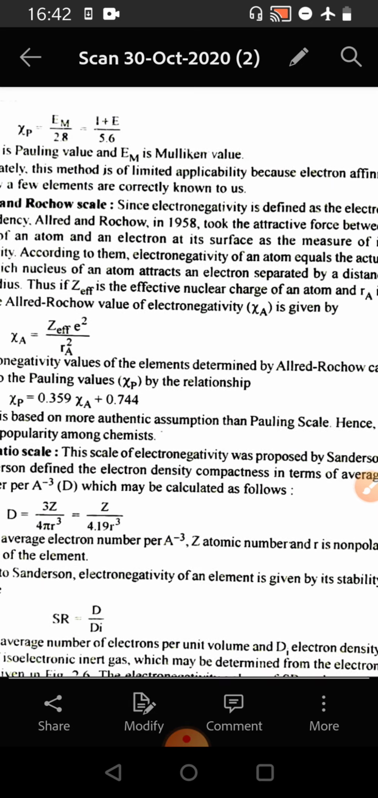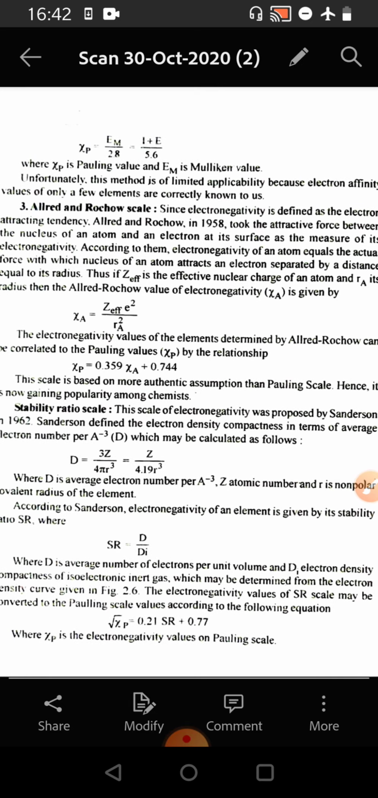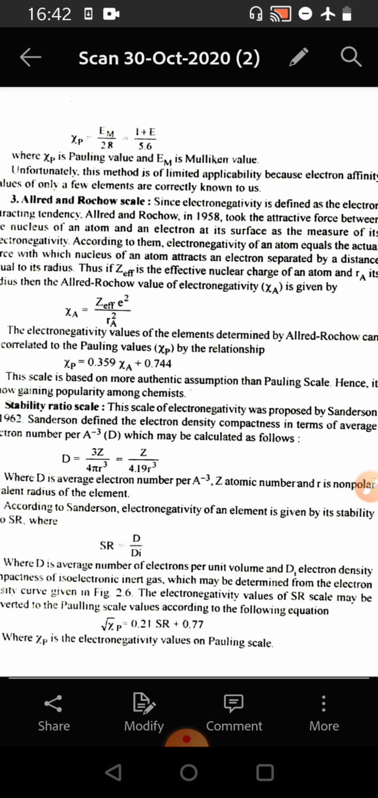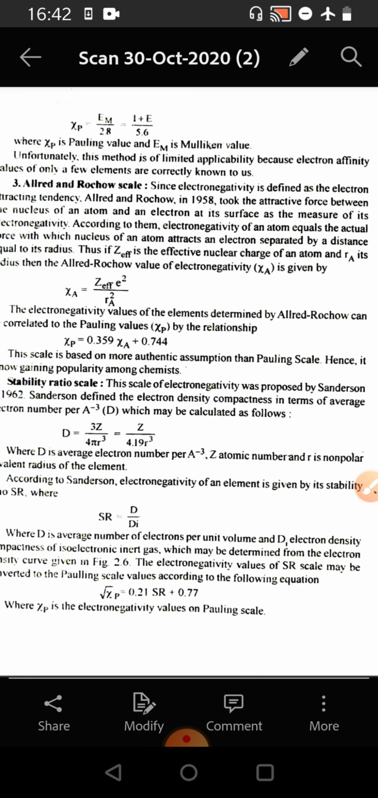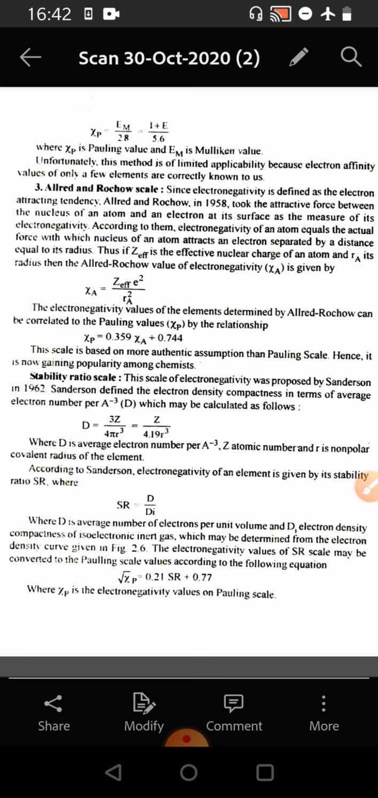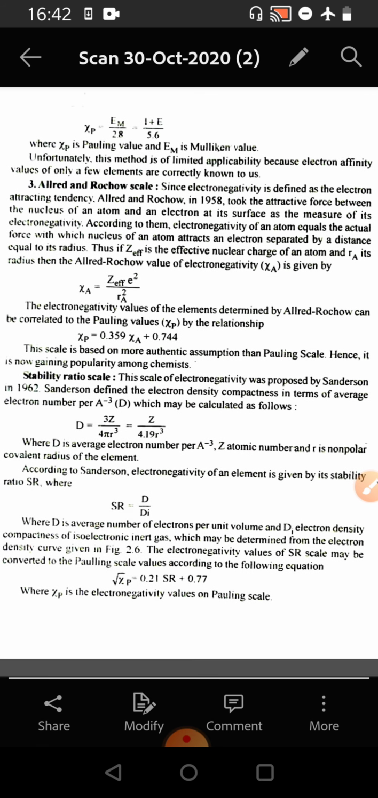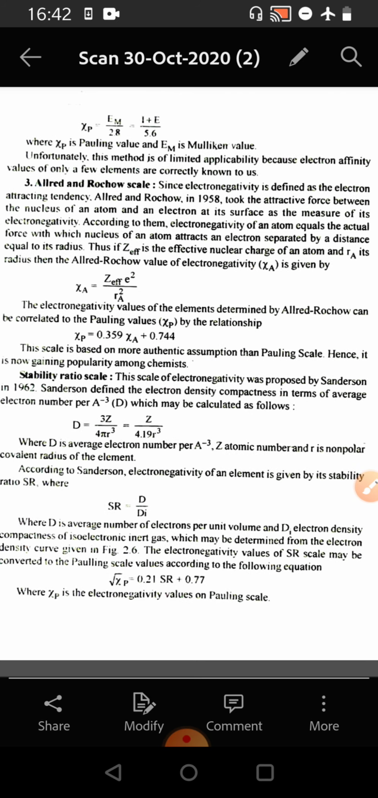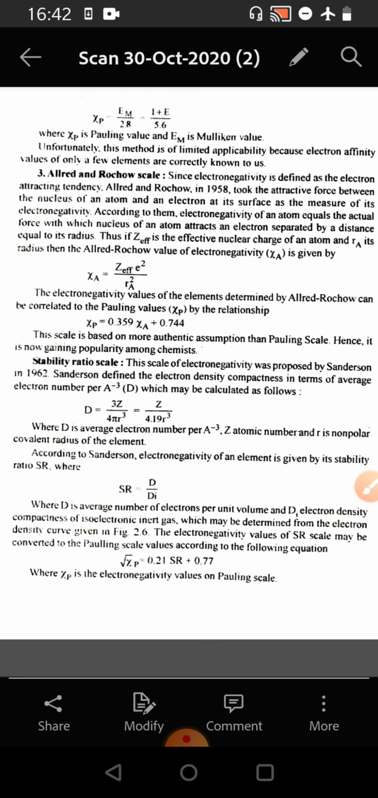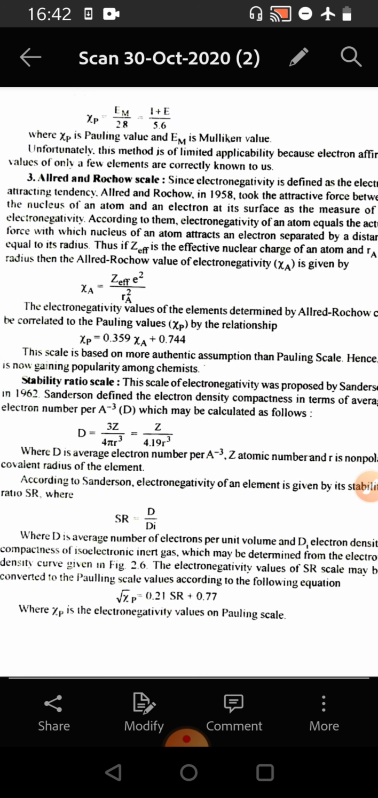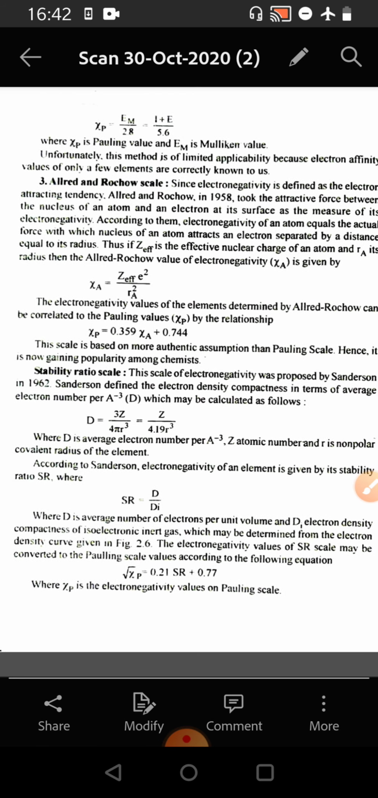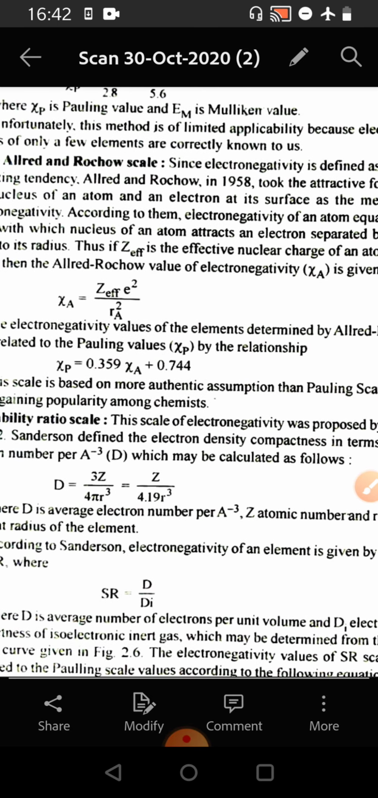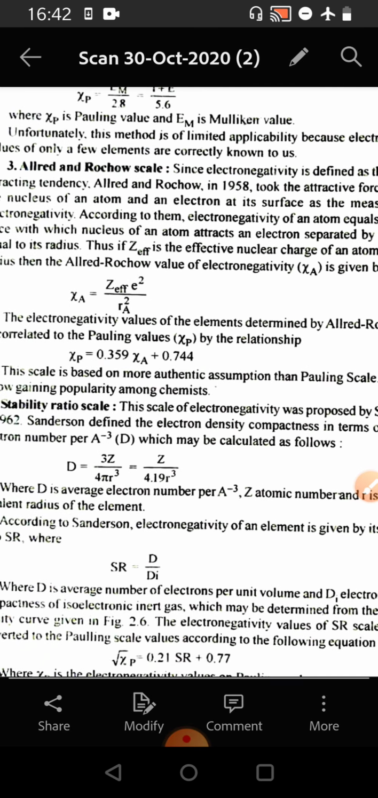Since electronegativity is defined as the electron attracting tendency, Allred and Rochow in 1958 took the attractive force between the nucleus of an atom and an electron at its surface as the measure of its electronegativity. According to them, the electronegativity of an atom equals the actual force with which the nucleus of an atom attracts an electron separated by a distance equal to its radius. Thus, if Z effective is the effective nuclear charge of an atom and r is the radius, then the Allred-Rochow value of electronegativity Xa is given by Xa is equal to Z effective e square upon r square.